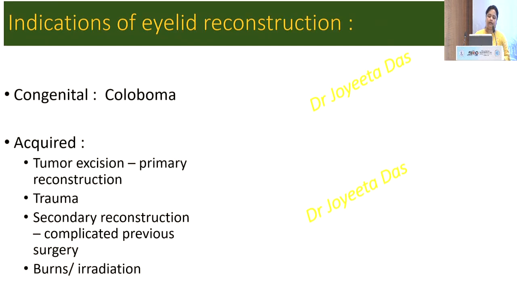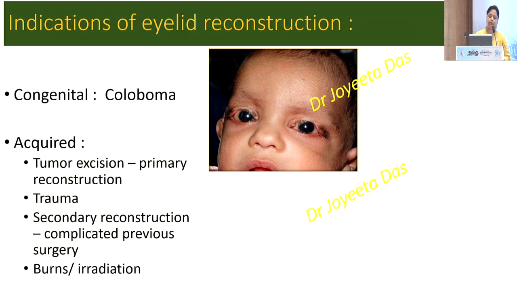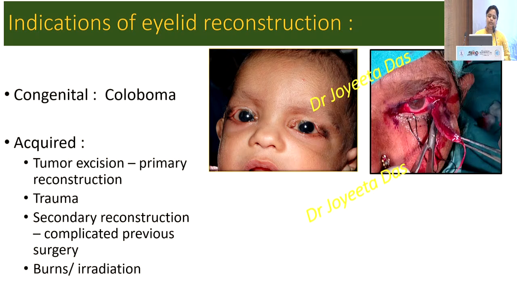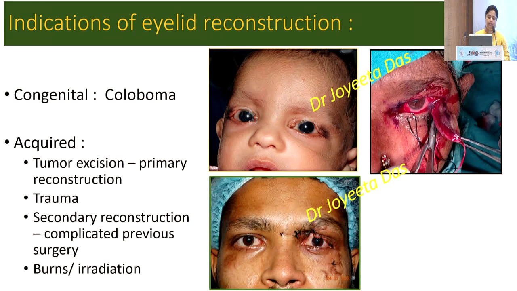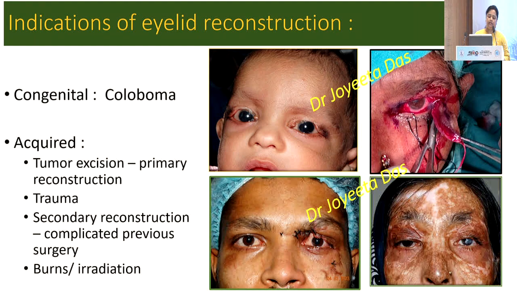The indications of eyelid reconstruction are congenital, where coloboma is the most common. Among the acquired causes are primary reconstruction after tumor surgery and trauma, and secondary reconstruction after complicated previous surgery, burns, and radiation.